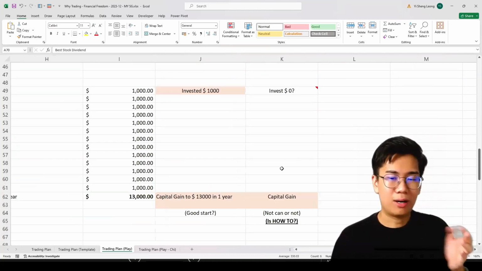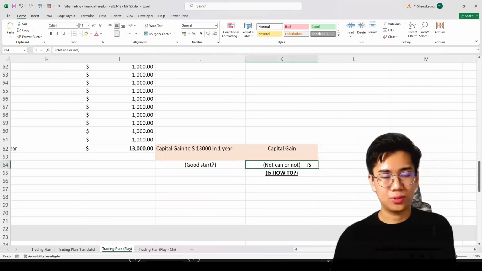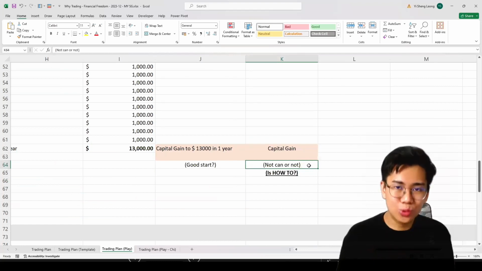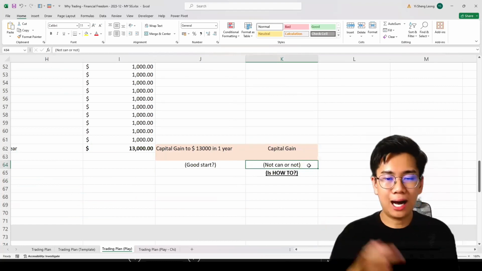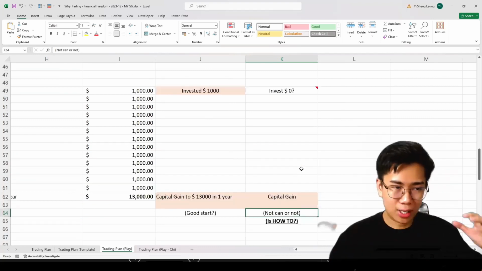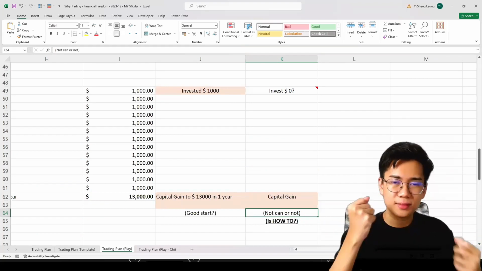Hence, this is what I want to mention. It's not about can do or cannot do. It's about how to make it work. Type 'how to' in the chat. In trading, you just have to accumulate all the resources and then you can get it.